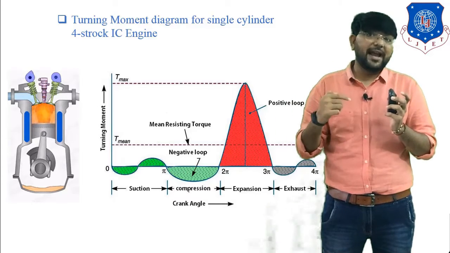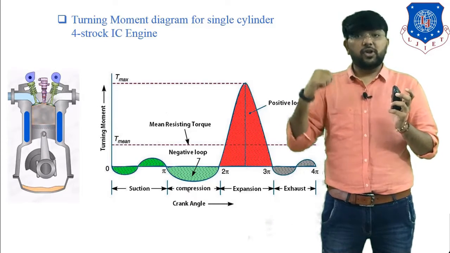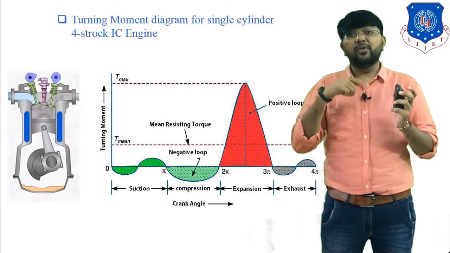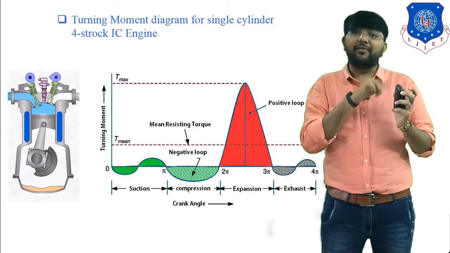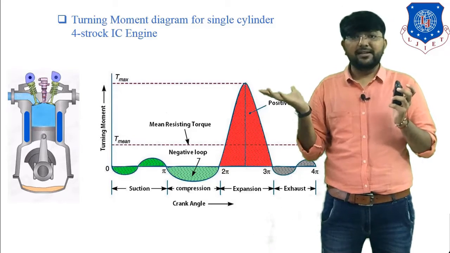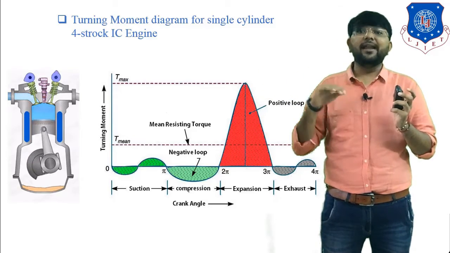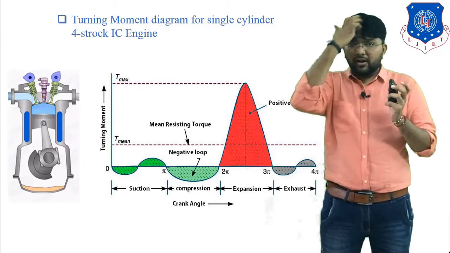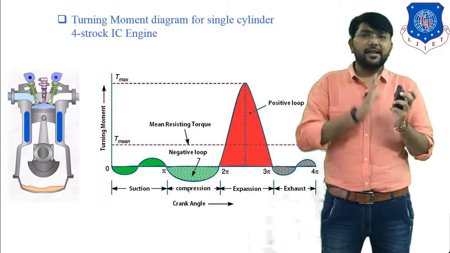Because of that, the crank gets some torque, and we use this torque to run the flywheel, and because of inertia the flywheel gains some energy. So in the power stroke the flywheel gains maximum energy. Clear? Okay.